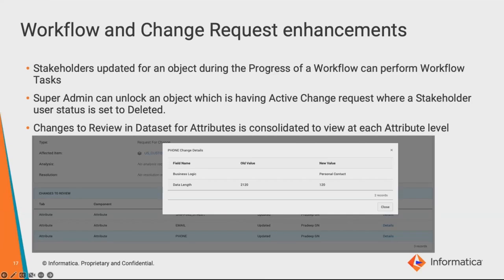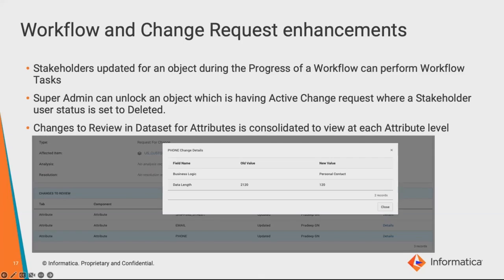And then we also have the super admin who can unlock an object if there is a stakeholder who has been assigned a task and has left the company or his status is set to deleted. A super admin can go and unlock that object. The object can be unlocked only one time. So once there is a next action being performed, the object goes back into the locked state. This avoids a lot of change requests having to be cancelled and that process restarted. So that is the reason we have introduced them.